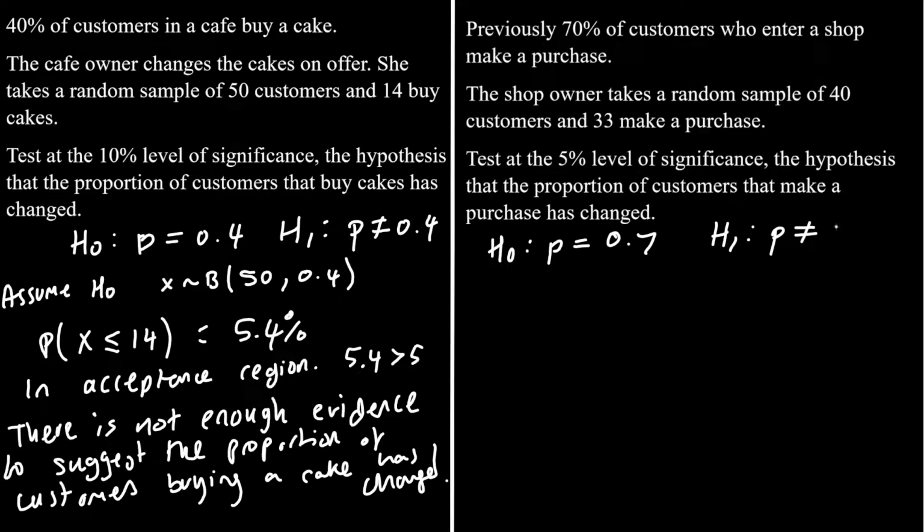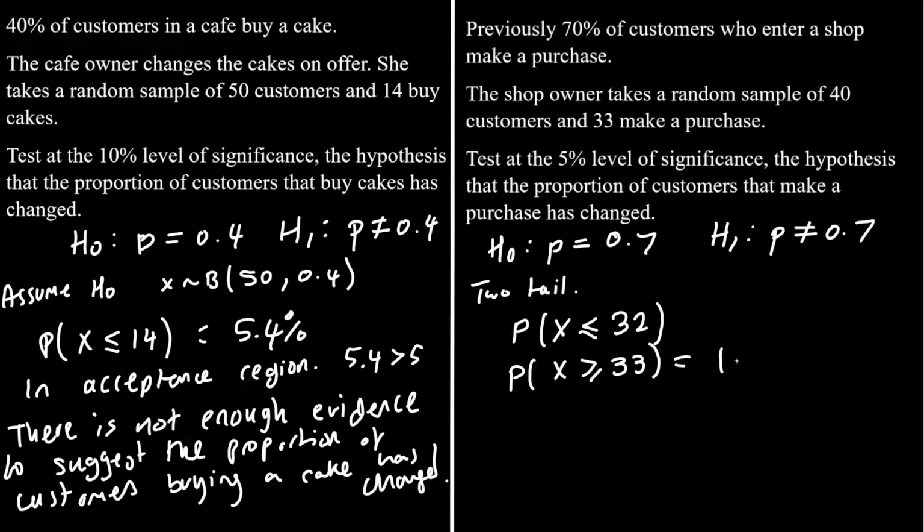The alternative hypothesis is that it has changed. It's not 70%. So it's a two-tailed test, 2.5% for each tail. So 70% of 40 will be 28. So we're at the top end. We're going to work out the probability that x is greater than or equal to 33, which is 1 minus the probability that x is less than or equal to 32.